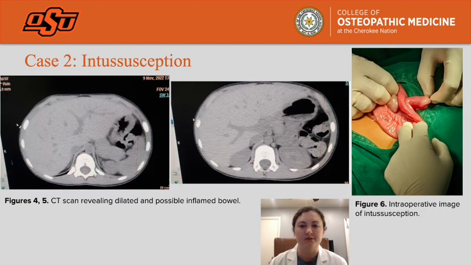And here are some radiographic images from case 2. Figures 4 and 5 are CT images that reveal some dilated and inflamed bowel. And figure 6 is an intraoperative image in which we can clearly visualize the lead point from where one part of the bowel invaginates into the other.